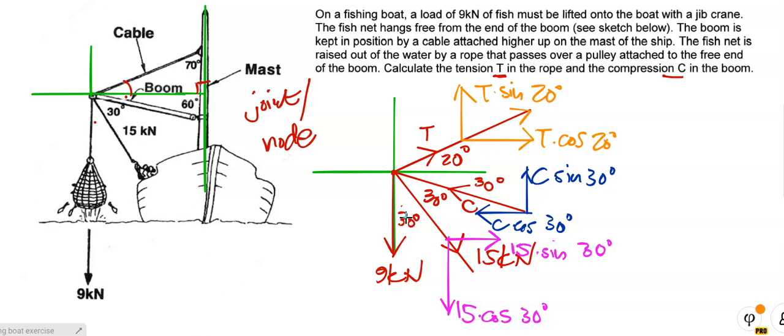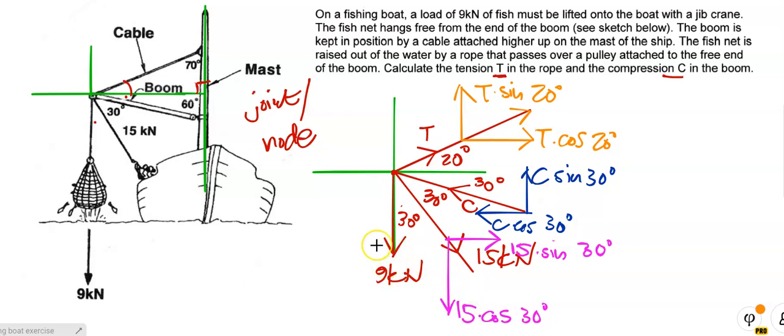We sum verticals and we sum horizontals. Now, our space is a bit of a problem. How many verticals do we have? We've got 1, 2, 3, 4: plus T sine 20, plus C sine 30, minus 15 cos 30, minus 9.